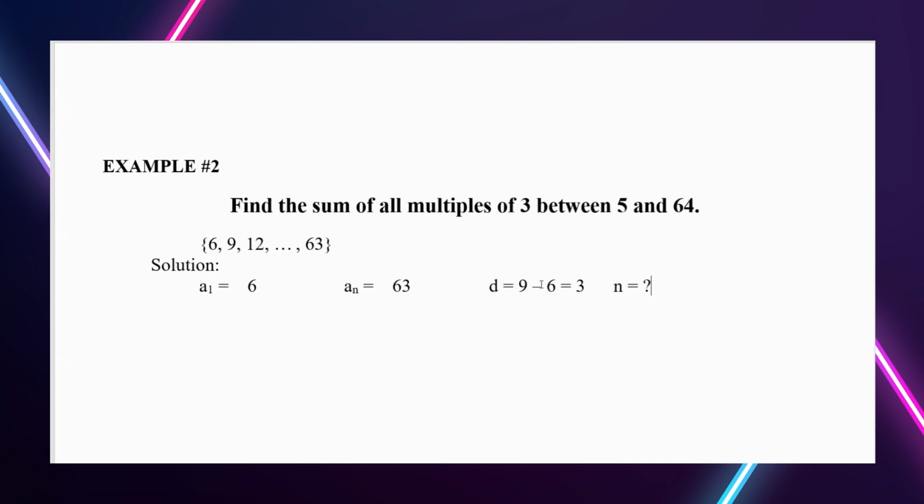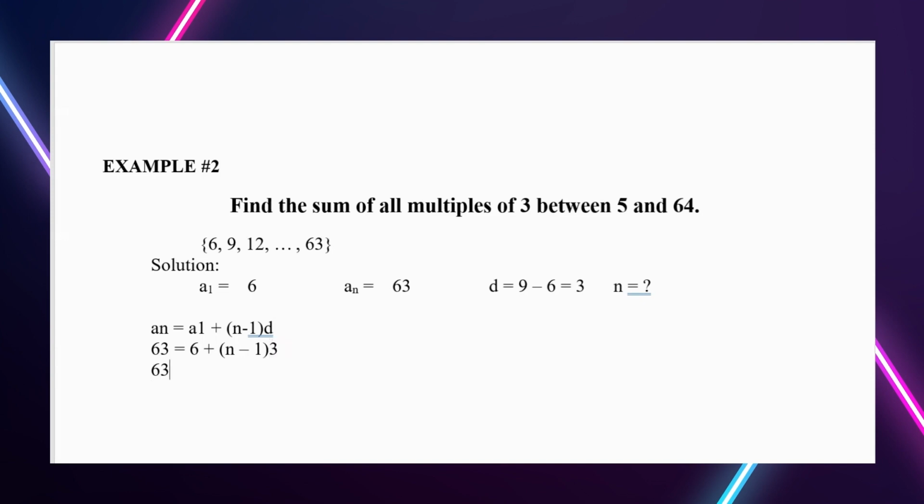So, therefore, gagamitin natin ang formula ng ating arithmetic sequence na a sub n is equal to a sub 1 plus the quantity of n minus 1 times the common difference para makuha natin yung value ng n. Okay? Bago natin makuha yung sum, kasi napaka-importante na alam natin ang value ng n when we are getting the sum of arithmetic sequence. So, ang value ng a sub n natin ay 63. Ang value ng a sub 1 natin ay 6 plus n minus 1 times the common difference which is 3.